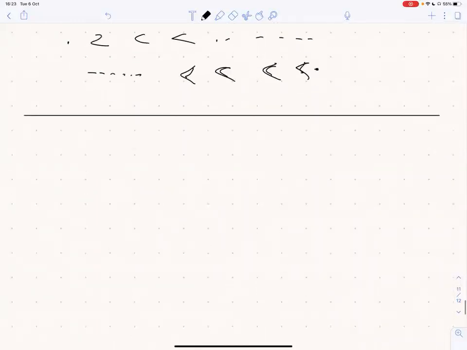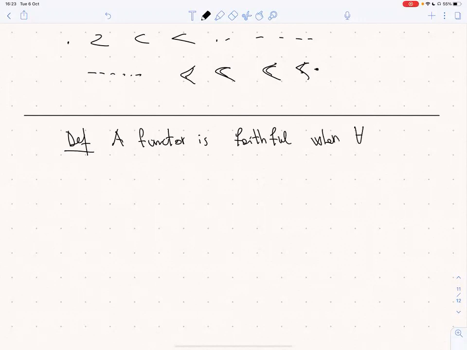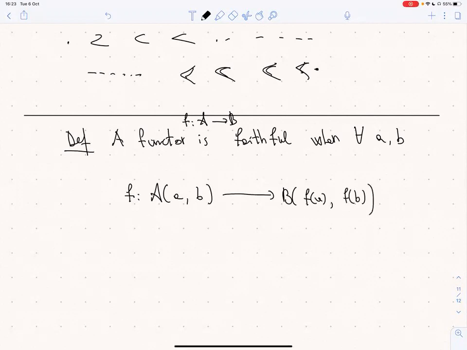So definition: a functor is faithful when, for a functor F which goes from A to B, for all A and B, when I look at the function which goes from hom of A to B, to hom of F of A to F of B, this function, for all A, B, is injective.